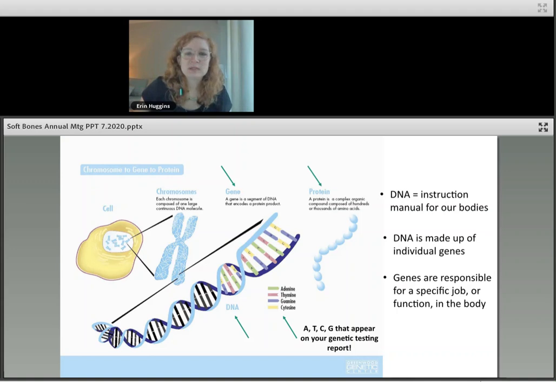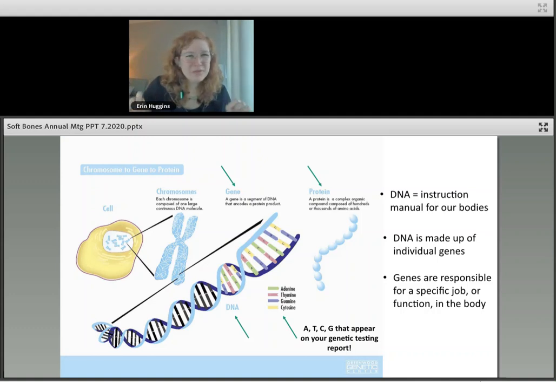Genes are each responsible for a specific job or function in the body. A really simple way to think about it is a gene for brown eyes contains a set of instructions for how to make brown eyes. Genes for 10 fingers and toes contain a set of instructions for how to make fingers and toes. What they do is make a product in a lot of cases. When you think about the ALPL gene, its product is that ALP enzyme that we've been referring back to. I know this is kind of complex to think about.